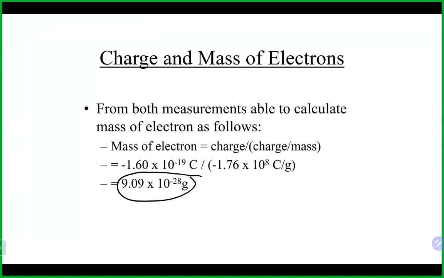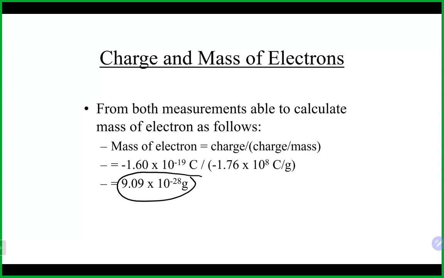And again, sometimes you'll see it as 10 to the minus 31 kilograms instead of grams, but it's just a gram to kilogram conversion. That is a pretty small number, right? It's like 28 places to the left and put a bunch of zeros, right? So it's a relatively small number.